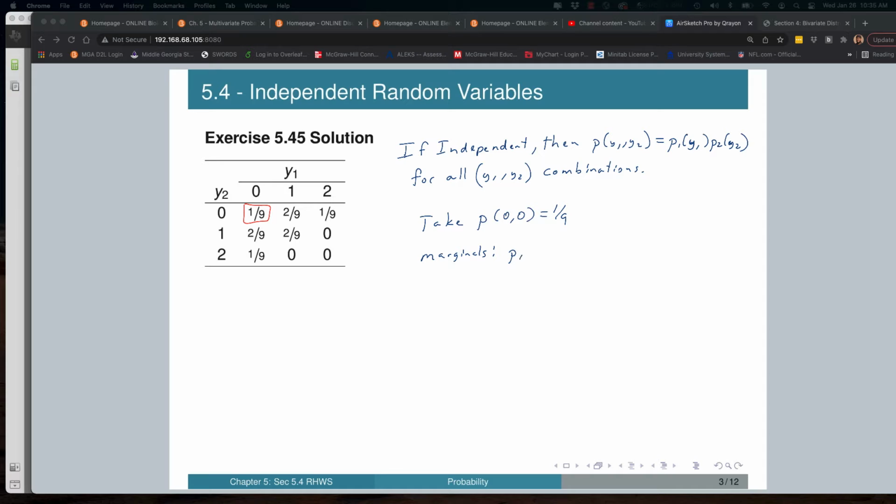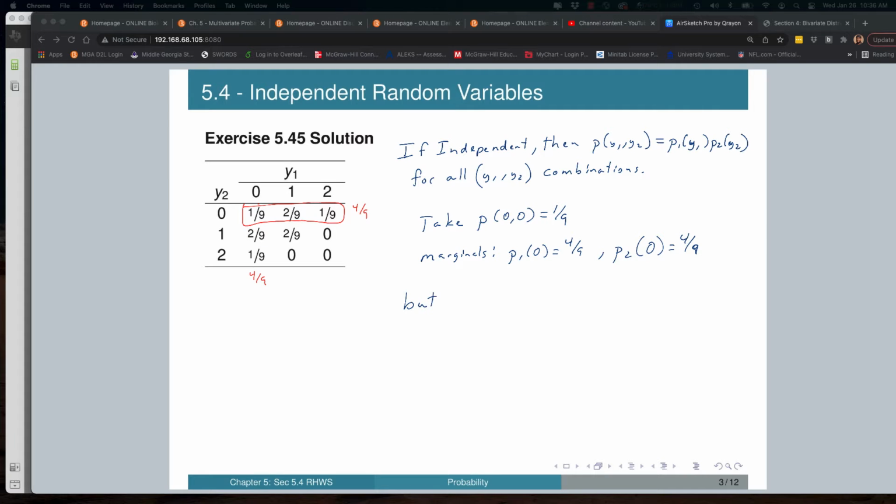We've got p sub 1 of 0 that we're interested in, and that's just the sum of the first column here, where y1 equals 0, so that's going to be 4/9. And then we're also interested in the other marginal probability for y sub 2 when it equals 0, and that's just summing up the row here, which is also 4/9.